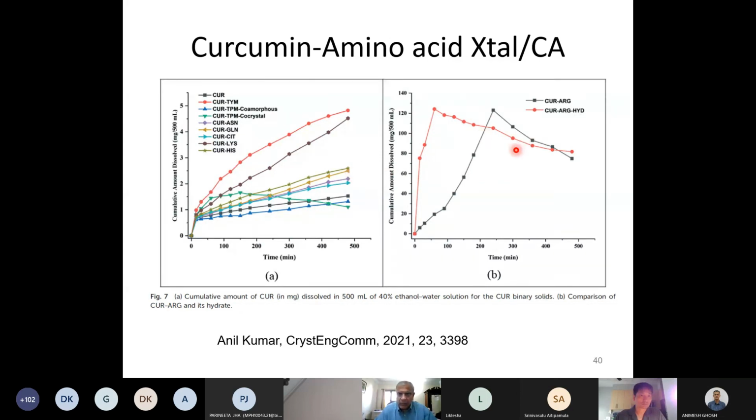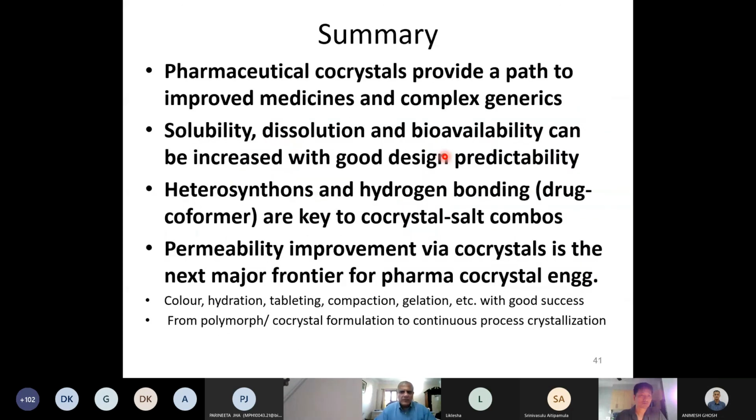So whether it is a co-crystal or a coamorphous, the idea is to target the property and then study the solid form using the variety of techniques that are already known. I think I will stop here. It's 9:50. I had said 9:45. So essentially, I have tried to show you that pharmaceutical co-crystals and salts provide a path to improve medicines.